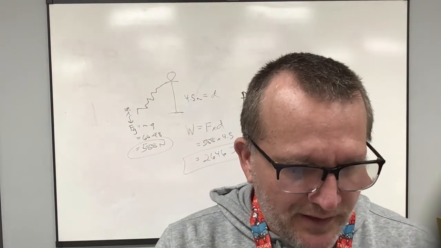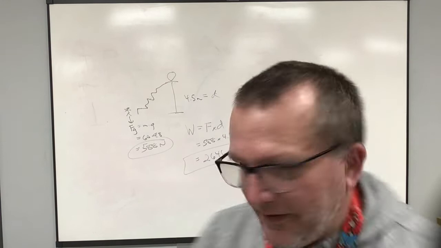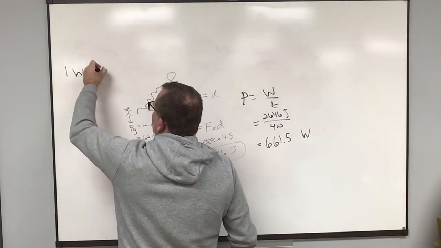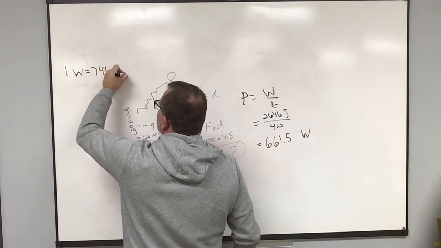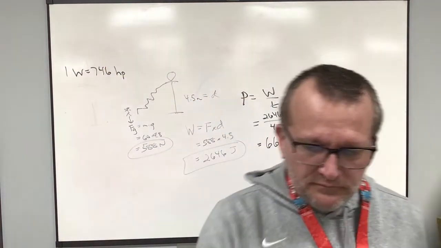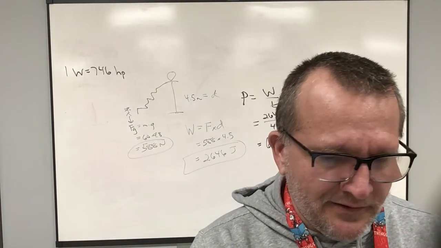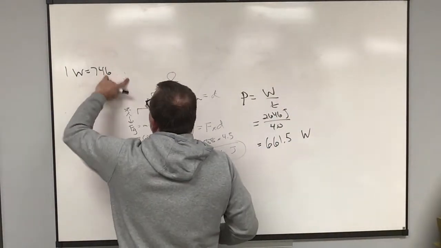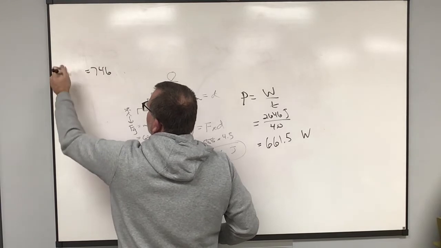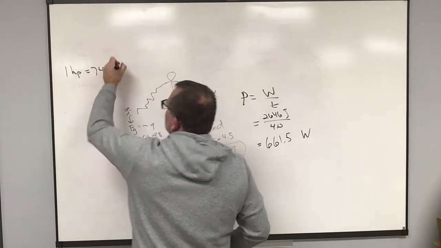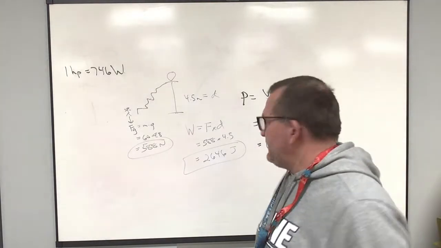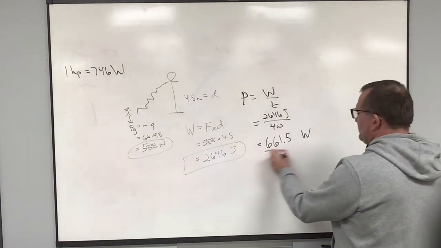Yeah. Watts to horsepower, 1 horsepower, or 1 watt, sorry, is 746 horsepower. Am I right with that? I'm sorry, I got it backwards. 1 horsepower, that's why you check your numbers, right? 1 horsepower is the same as 746 watts. So knowing that, I just got to convert my wattage to horsepower.